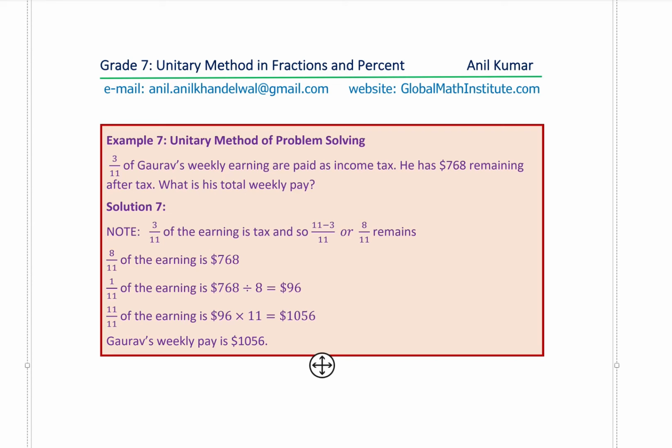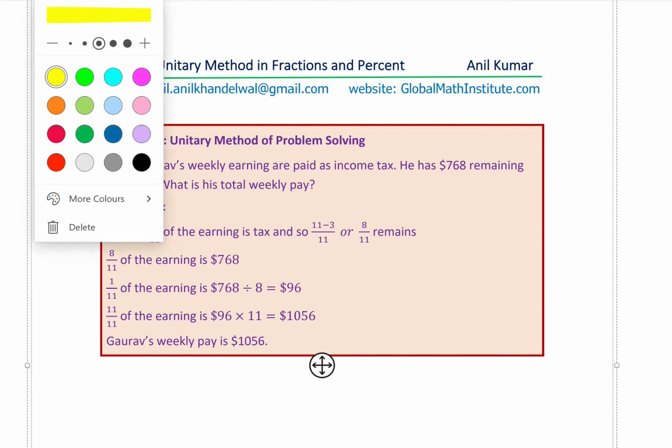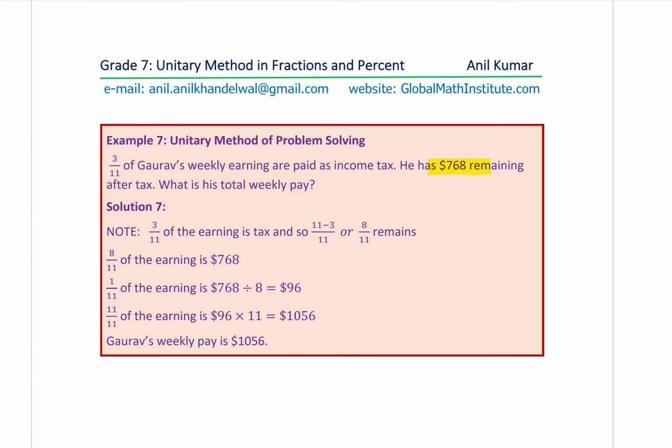So it says 3/11 of Gaurav's weekly earnings are paid as income tax. He has 768 remaining after tax. So what is 768 remaining? That is important to understand. The remaining is 768 once 3/11 has been paid. So 11 minus 3 is 8. 8/11 is 768. You get the idea, correct?